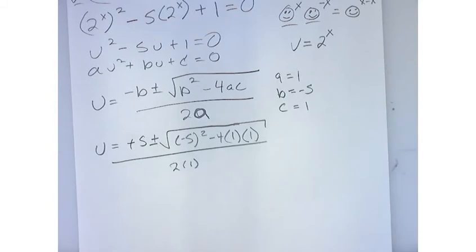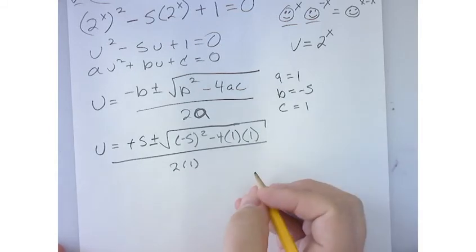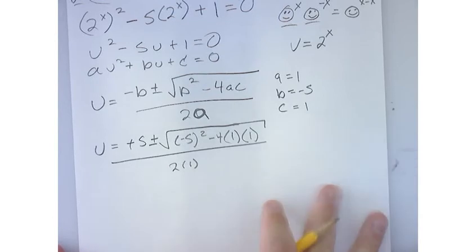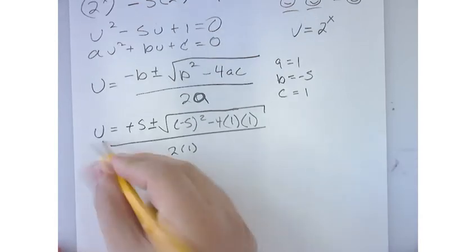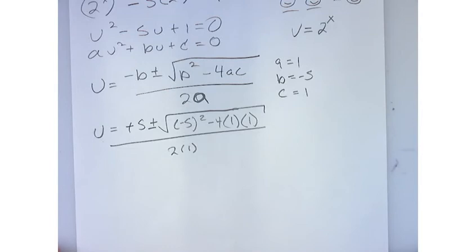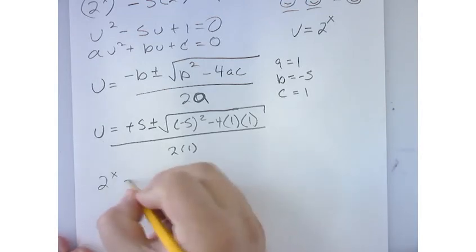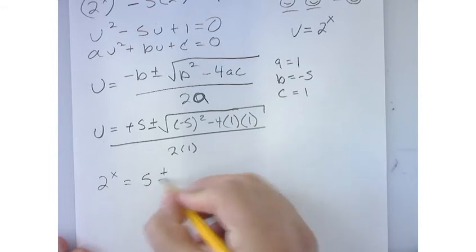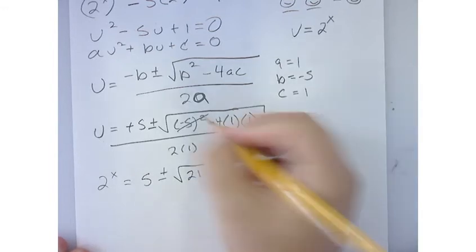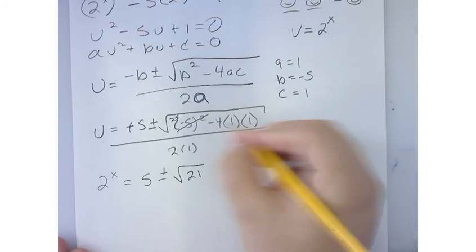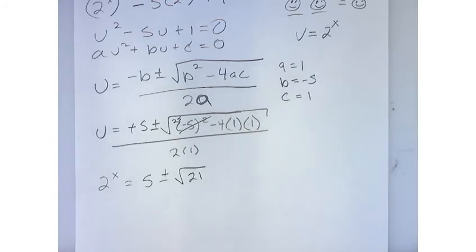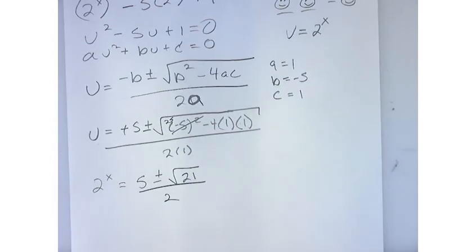And let me double check that, make sure I didn't make any mistakes. It looks good so far. All right, so now that's going to be, are you guys ready for this? Put your thinking caps on. What was u? u was 2 to the x. So 2 to the x is equal to 5 plus or minus the square root of 21, all over 2. Because -5 squared is 25, minus 4 times 1 is 4. 25 minus 4 is 21.